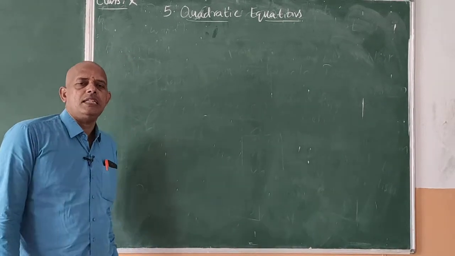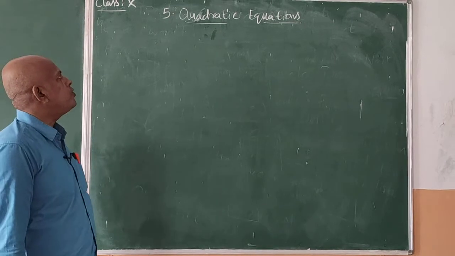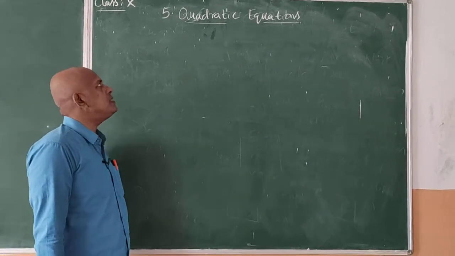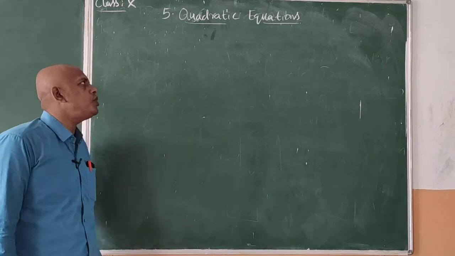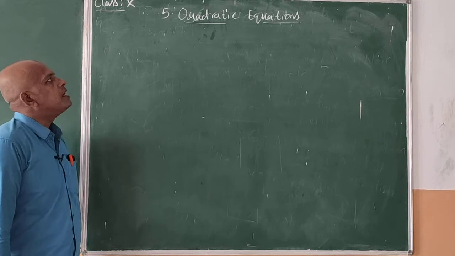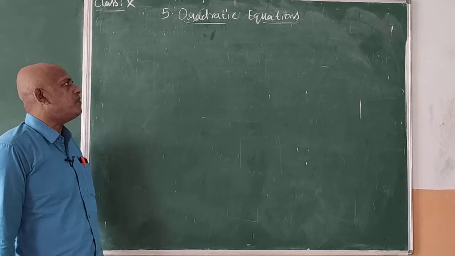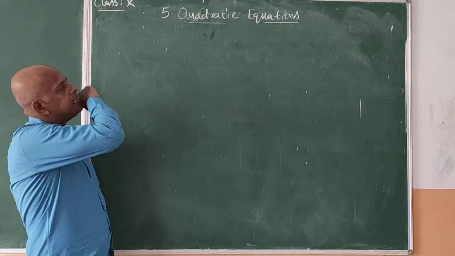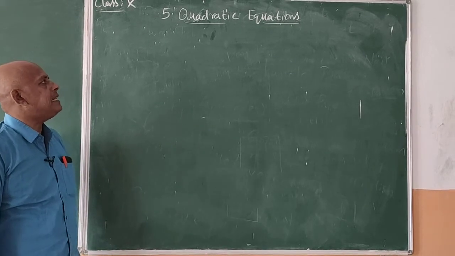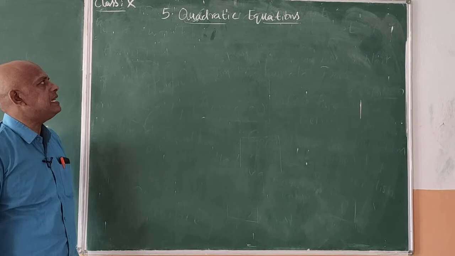We come back to the 10th class topic. Today I am going to discuss the 5th chapter, quadratic equations. Before going to the quadratic equations, let us learn the basic things related to them. It is connected with the polynomials, as we already learned. Let us see how it is connected.